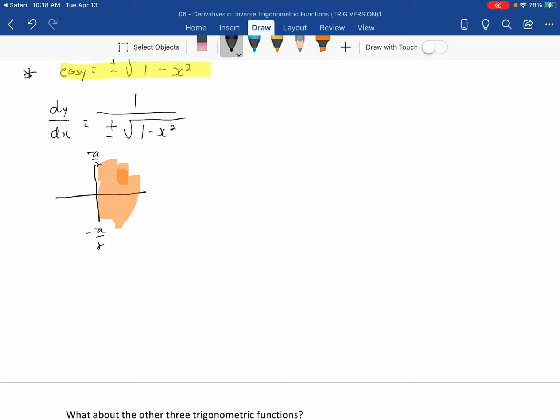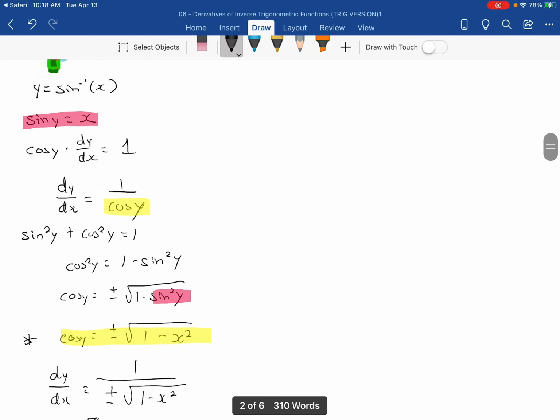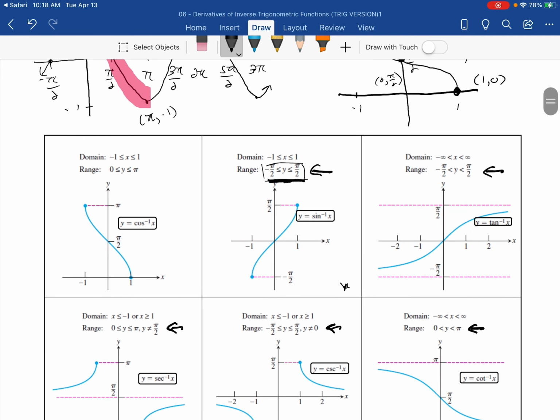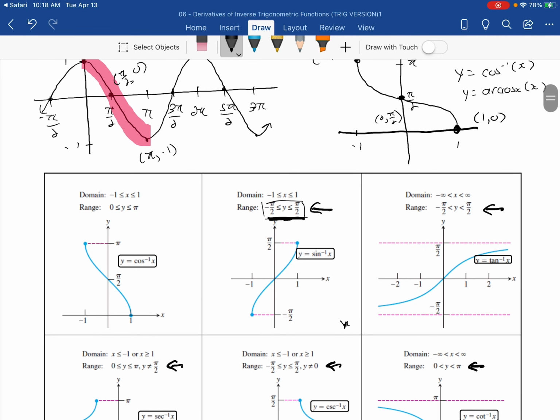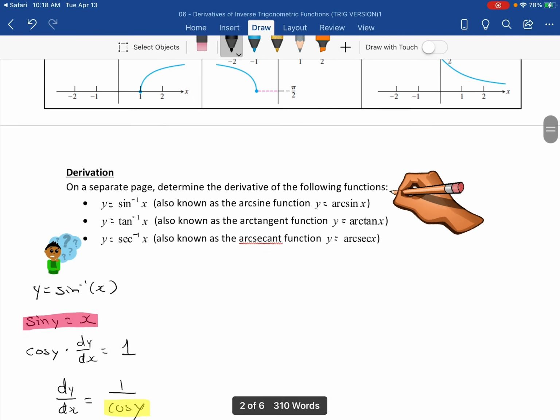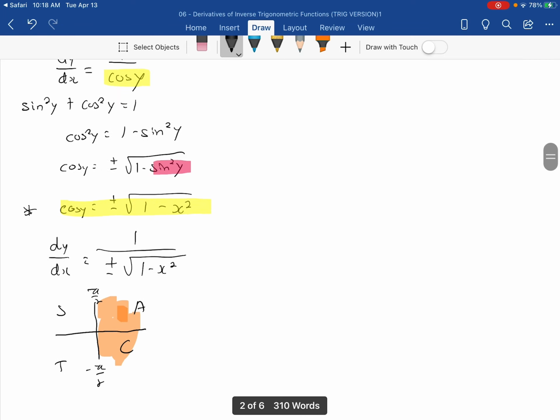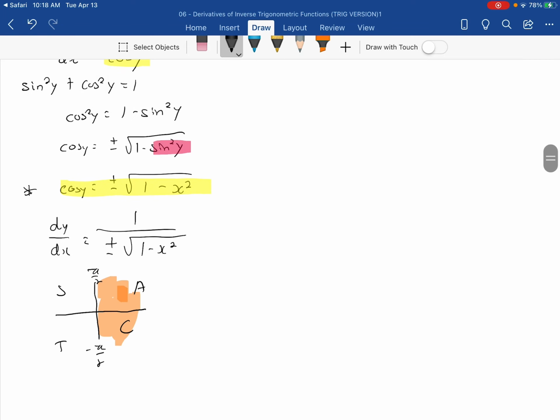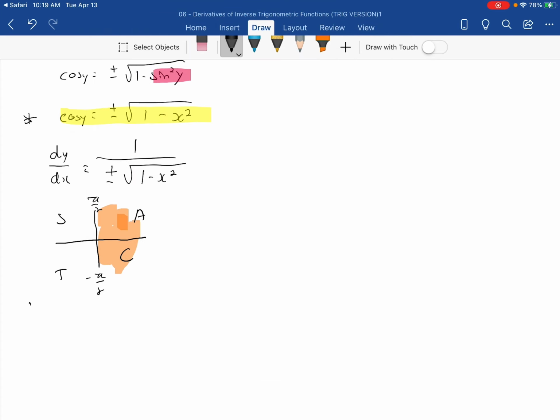And notice that cosine in there, due to the CAST rule, is positive all of that time. So if I'm restricted to negative pi over 2 to pi over 2, which I am, because sine inverse is restricted to negative pi over 2 to pi over 2, then cosine in that section will always be positive.